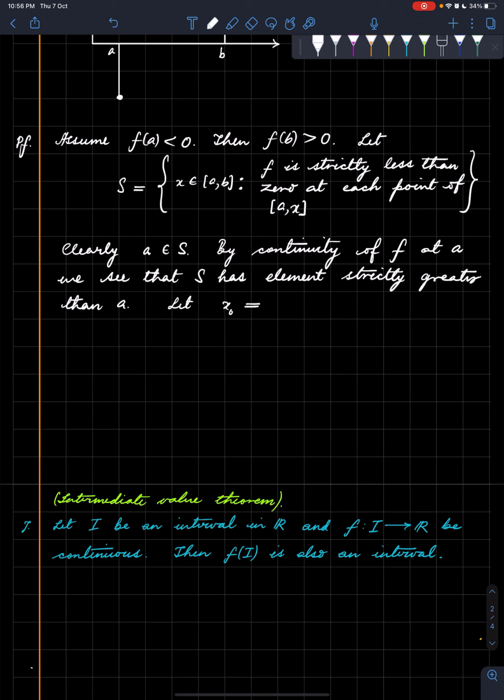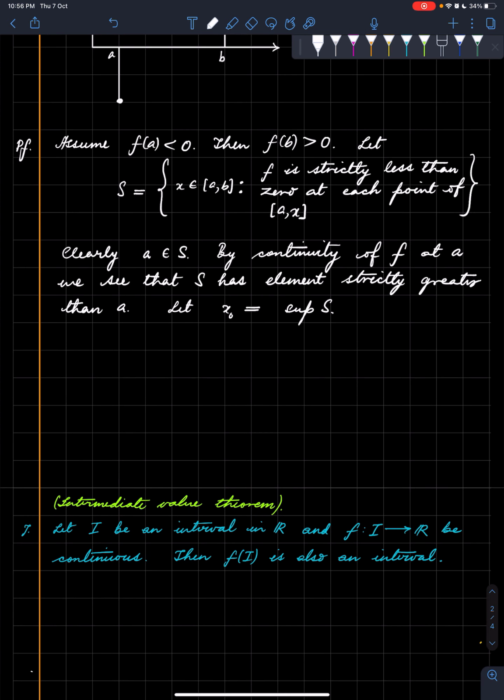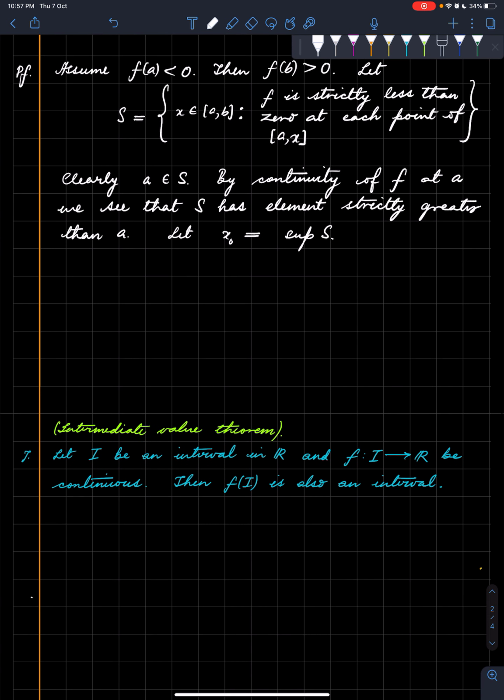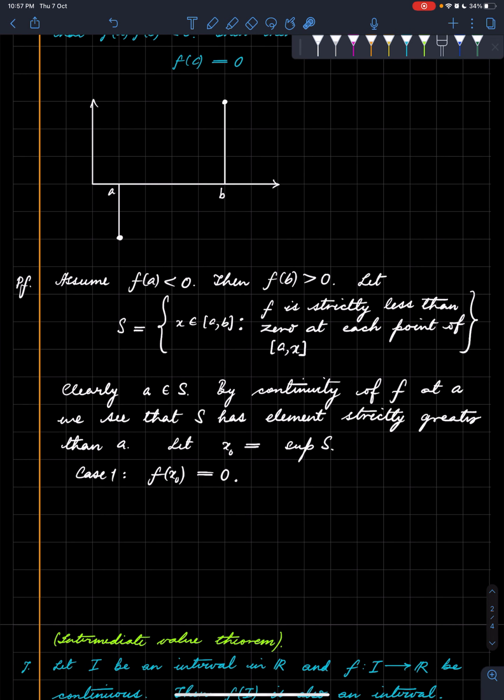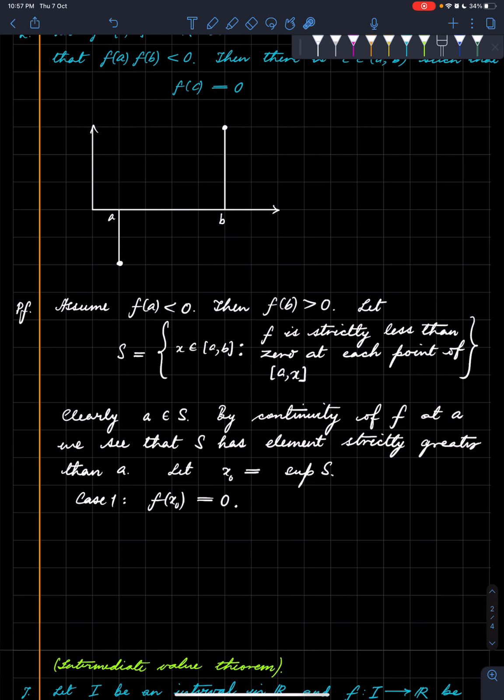x naught equal supremum of S. And there are some multiple cases. So case 1, f of x naught equals 0. Then we are done, because we were trying to locate some point strictly between a and b where the function vanishes.